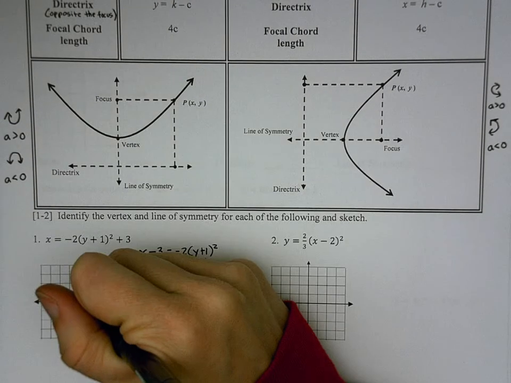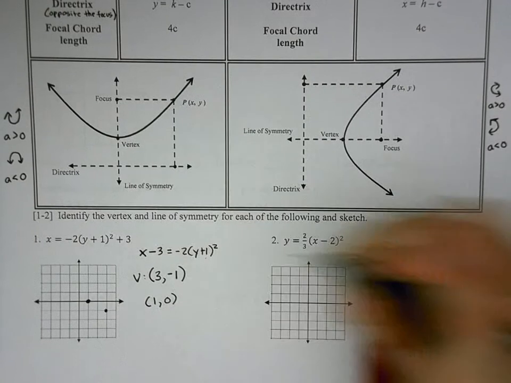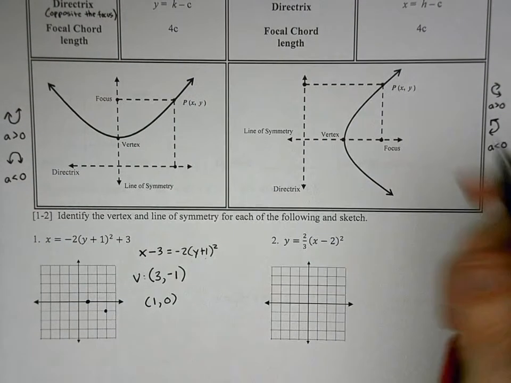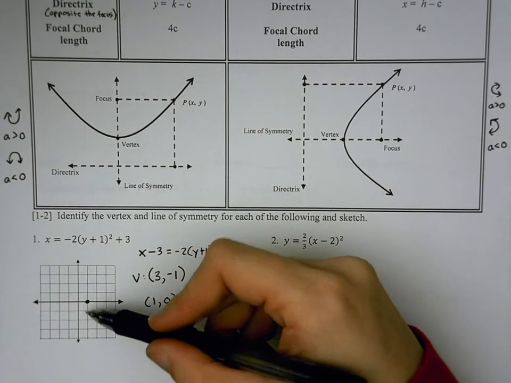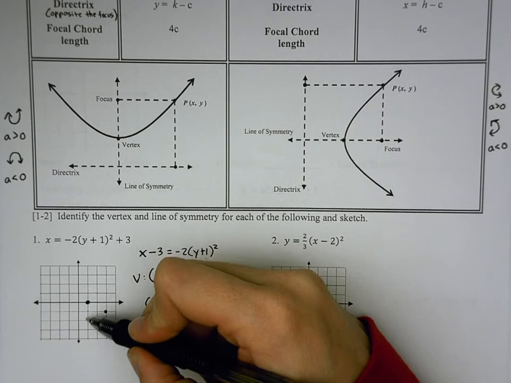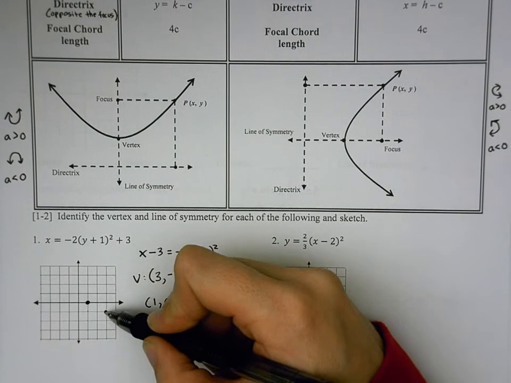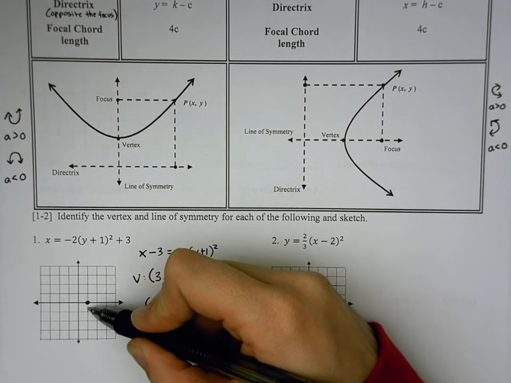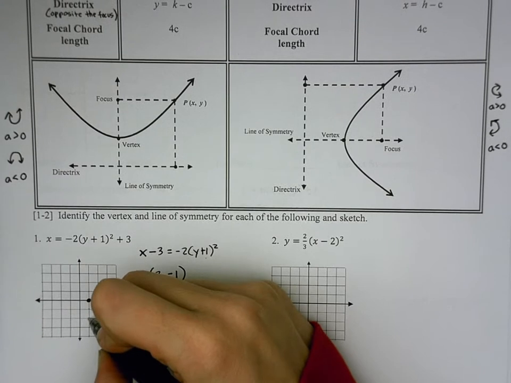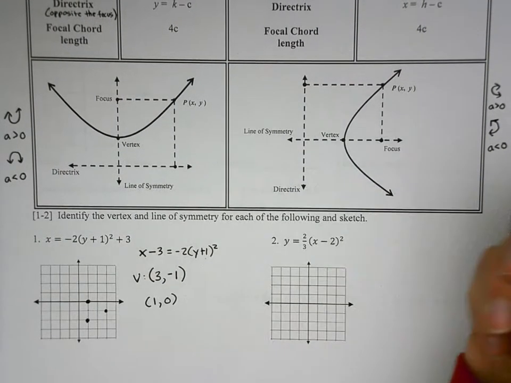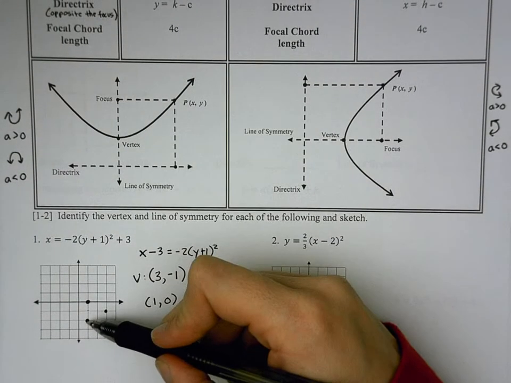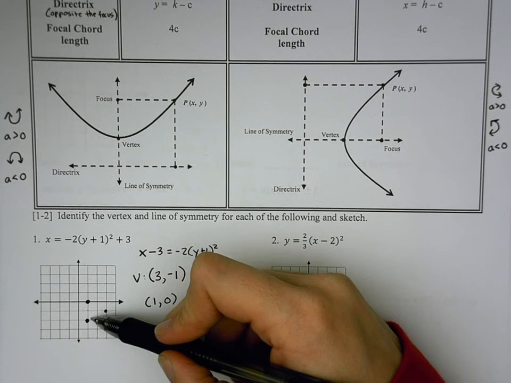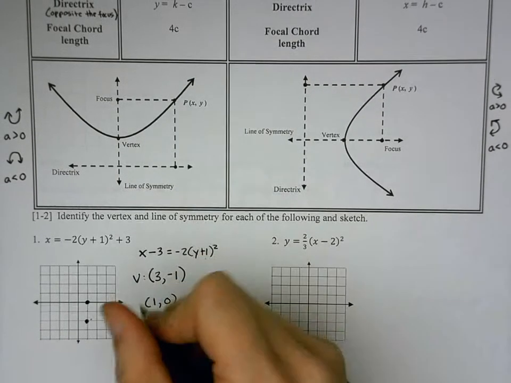And I could plot that point. Now the nice thing about a parabola is that because of the line of symmetry, I already know that I could reflect this across my vertex, or across my line of symmetry, and my other point is going to be here. Now if you weren't comfortable doing that, you could also plug in y equals negative 2, because that's what would be down here, right? Y equals negative 2.